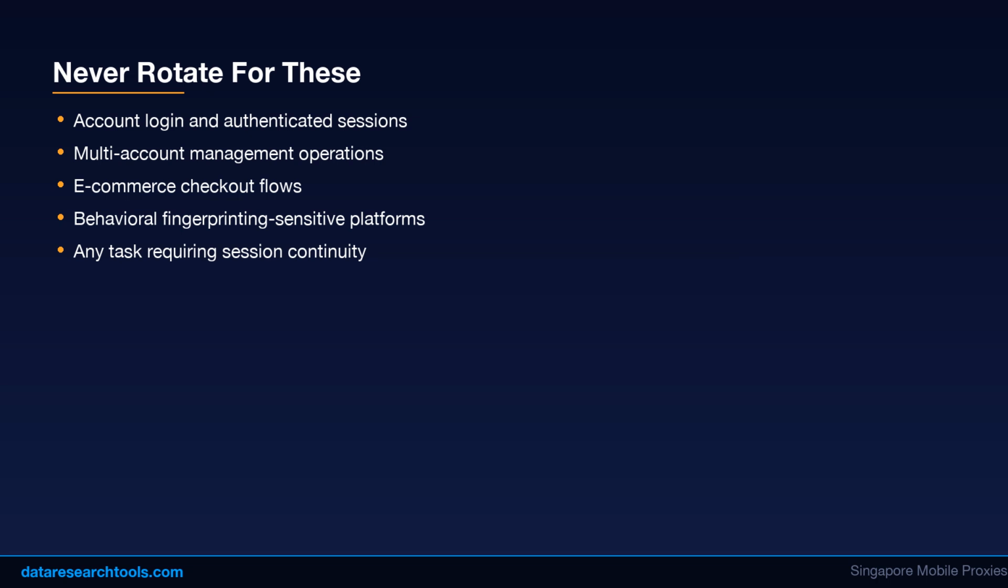Platforms with behavioral fingerprinting go even further. Some analyze behavioral consistency, the sequence of actions, timing patterns, session history. Even if you rotate IPs perfectly, inconsistent behavior across sessions can still trigger detection. IP rotation addresses the network layer only. It does nothing for behavior, device fingerprint, or timing signals.